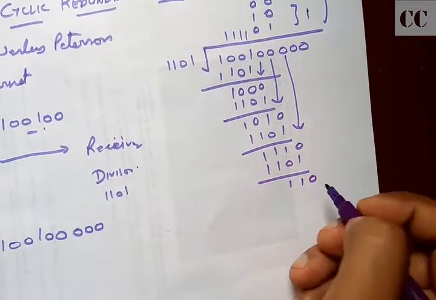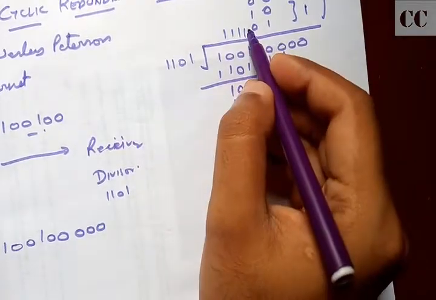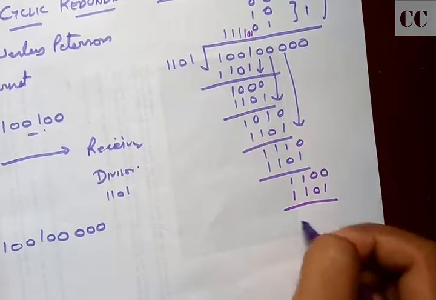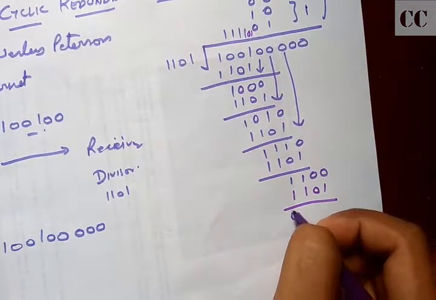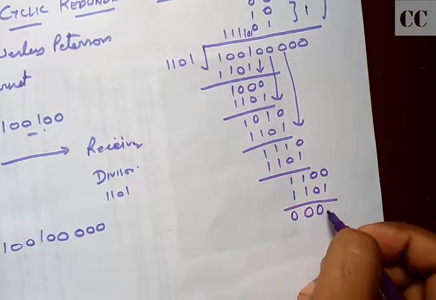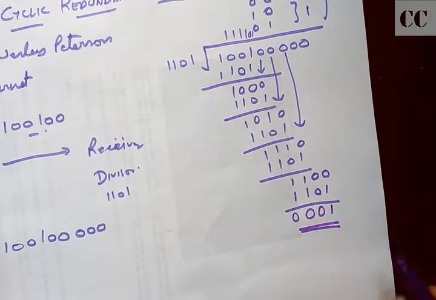Now again 0. Now again, right? So here we will be considering it as 1 1101. Here it is 0, here it is 0, here it is 0, here it is 1, right? So this is the final remainder that we are getting.